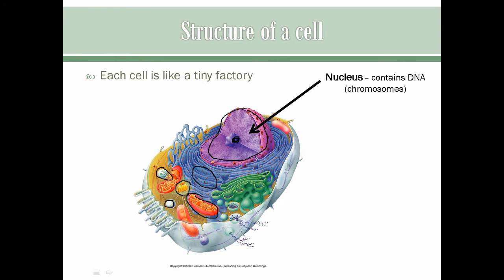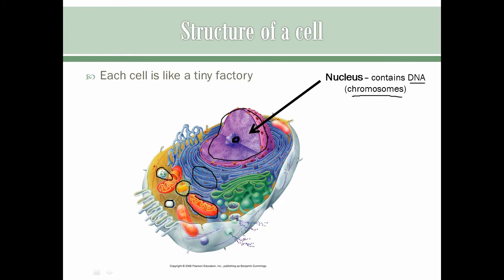The nucleus is basically the control center of the cell. The reason it's the control center is because it contains DNA. And you've all heard of DNA. DNA is what makes you, you. It's what differentiates me from my husband, me from my kids. We may have similar DNA, but every individual is different.